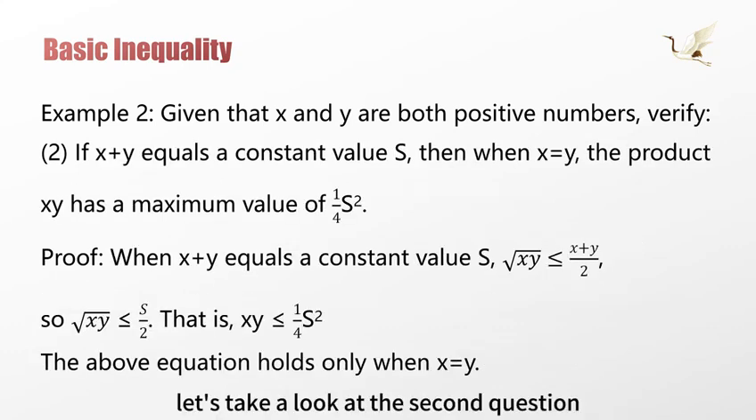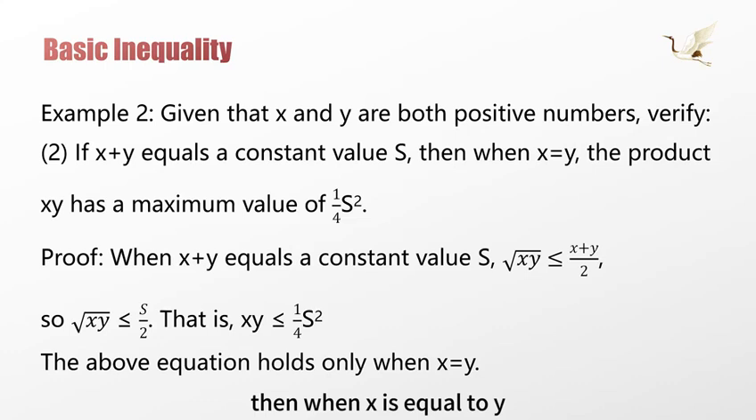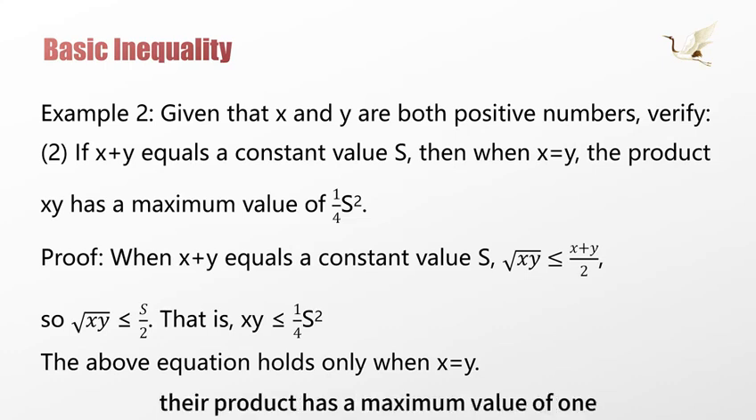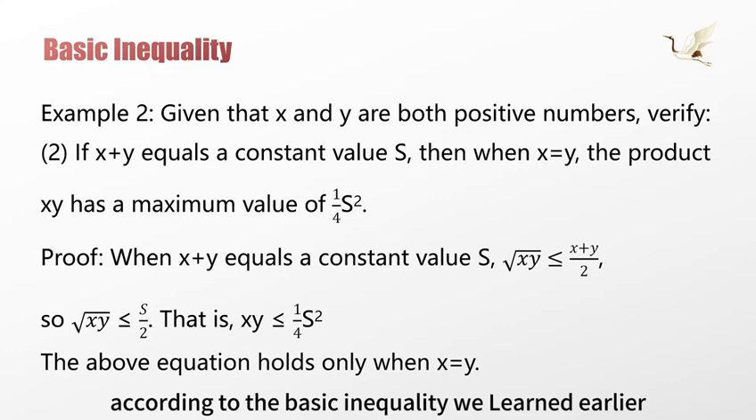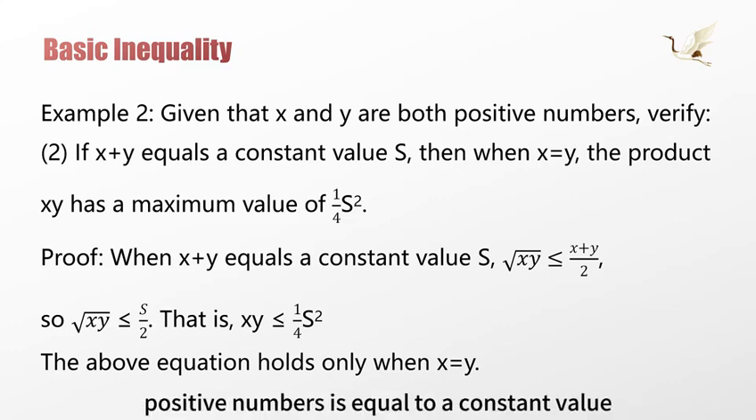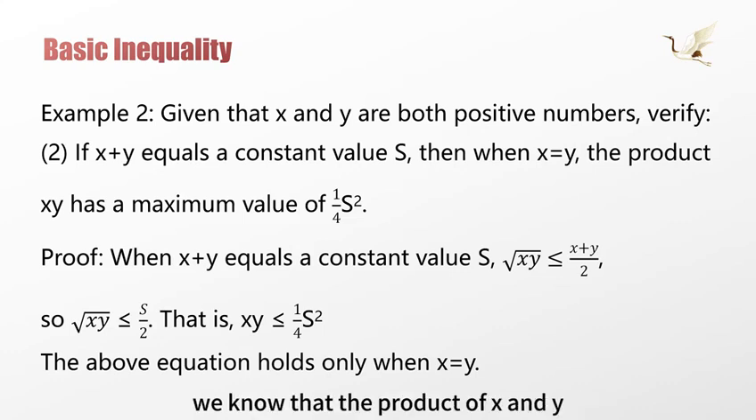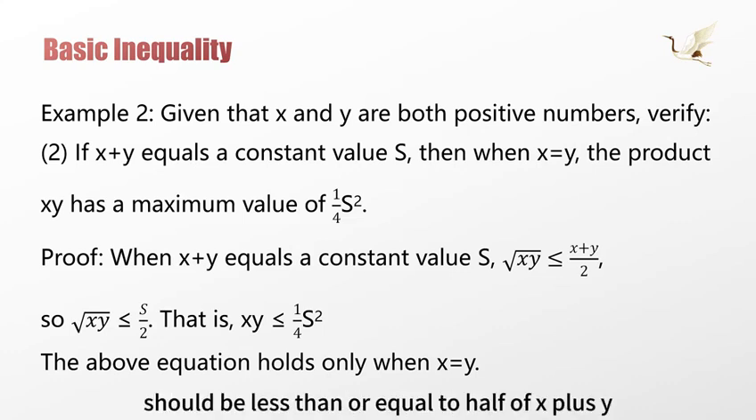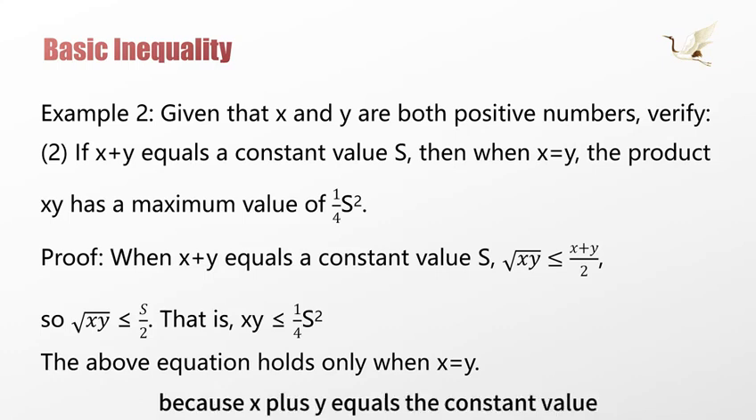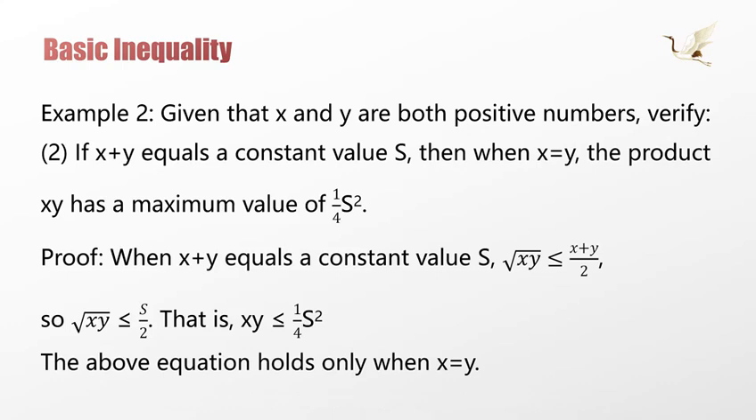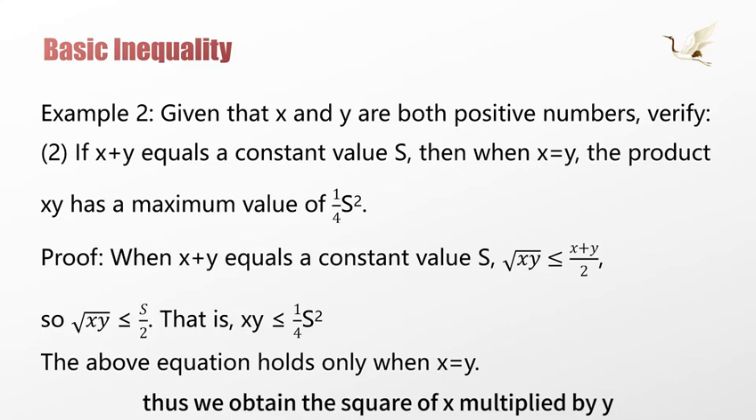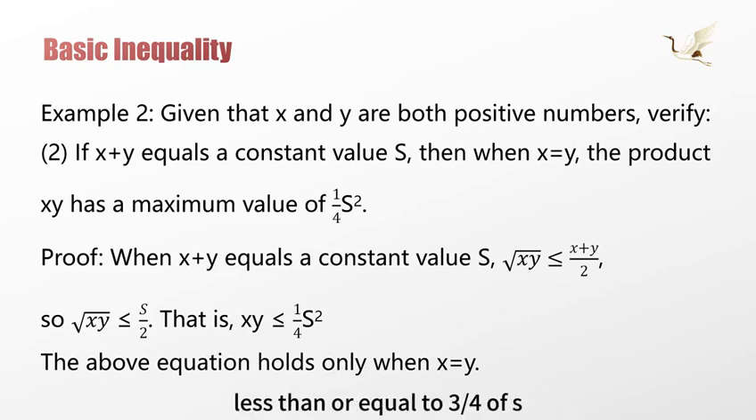Let's take a look at the second question again. If the sum of two positive numbers x and y is equal to a constant value s, then when x is equal to y, their product has a maximum value of 1/4 of the square of s. According to the basic inequality we learned earlier, when the sum of these two positive numbers is equal to a constant value, we know that the root of the product of x and y should be less than or equal to half of x plus y, because x plus y equals the constant value s. Therefore, we can write that the root of xy is less than or equal to half s. Thus, we obtain xy less than or equal to 1/4 of s squared. Therefore, if and only if x equals y, the equal sign is taken above.